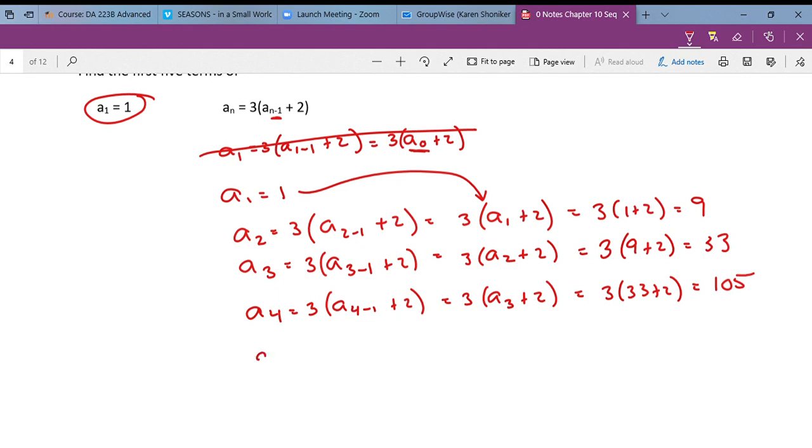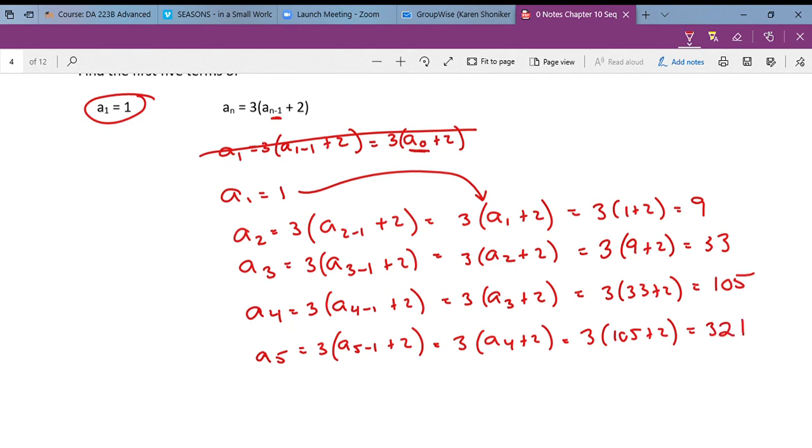And then lastly, to find the fifth term, maybe you've got the pattern. You can see that it's based on the fourth term. Maybe you keep writing this out in whole, wherever you're at. But the fifth term would be 3 times the fourth term plus 2, which would be 3 times 105 plus 2, which would be 3 times 107, or 321. So recursive means that every term is dependent on the previous term.